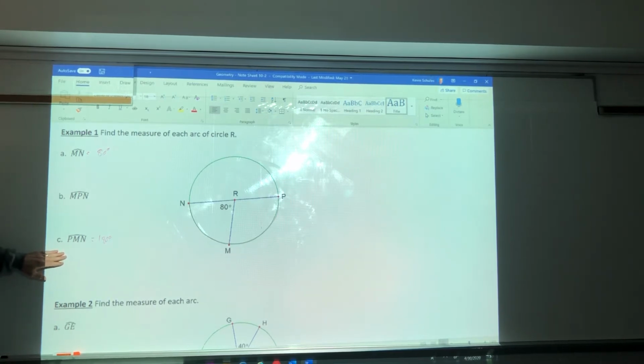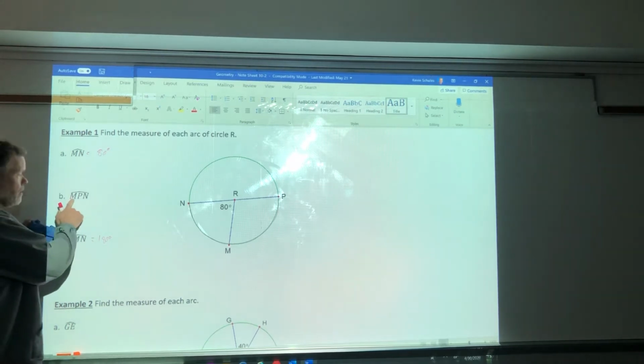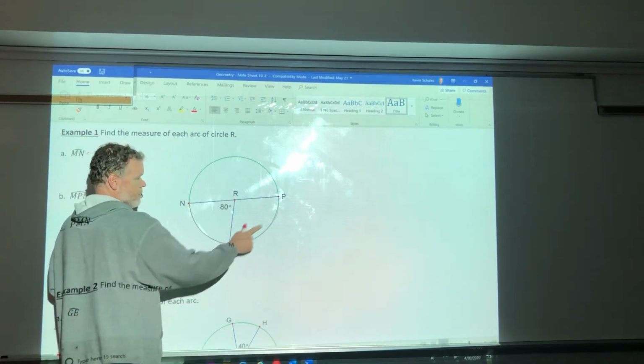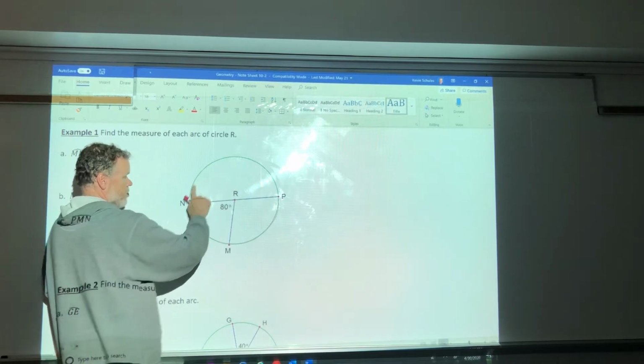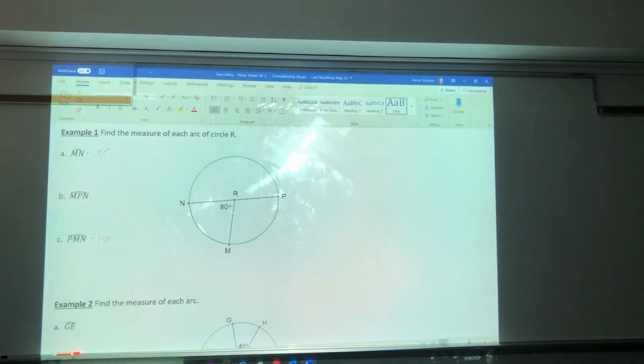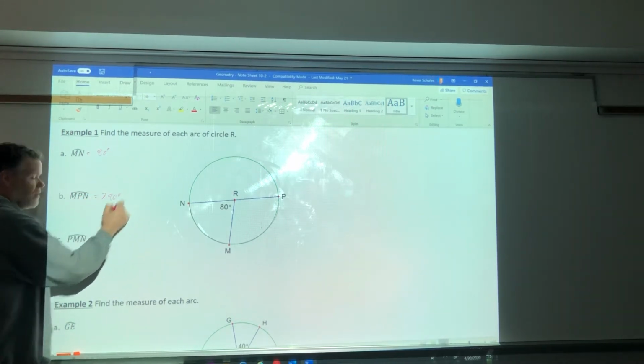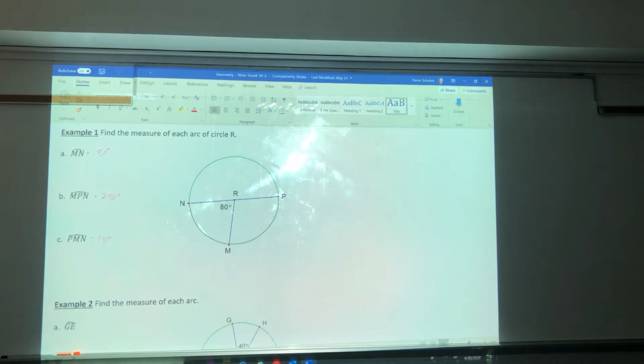Arc MPN, we're going to go around this way. There's P in the middle, which tells you to go in this direction. You go around this way, and that's just going to be 360, minus the 80 is going to give you 280 degrees. So our arc MPN is going to be 280 degrees. So that's basically just going around the circle and finding the measure of each arc.